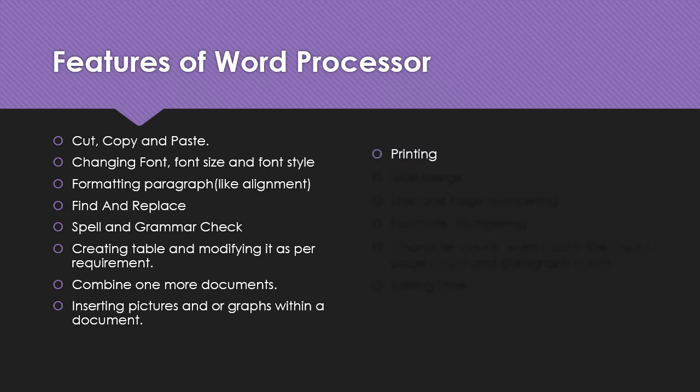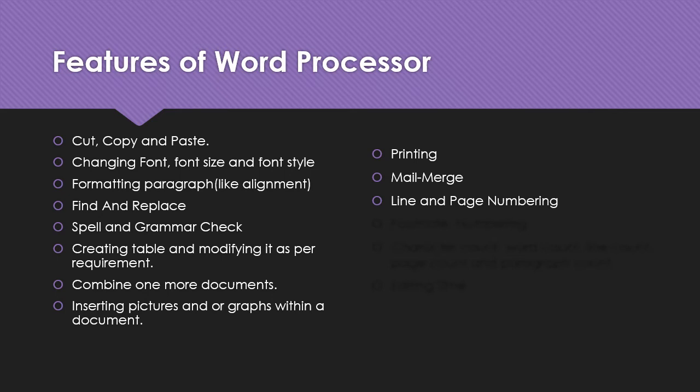Printing. Yeah, if you want to take a printout, means if you want to get a hard copy of the same document which you have typed, you can take a print copy. Mail merge. Mail merge is a great feature if you want to send one document to multiple people at a time with different referencing. So you can use this mail merge feature.